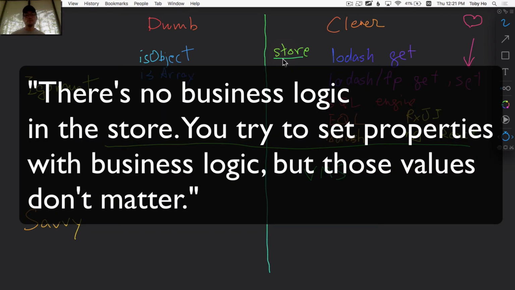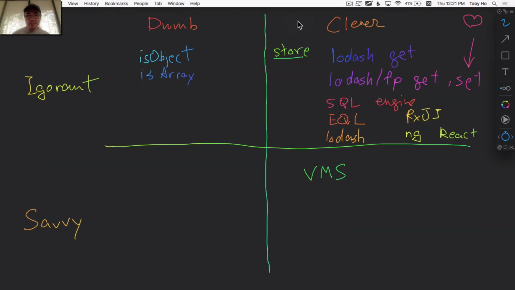There's no business logic in the store. Now you tend to set properties with business logic, but those values don't matter. Top is ignorant, so everything we've done so far is ignorant, except for the VMs, the view model store. So what is something that goes into this bottom left quadrant?